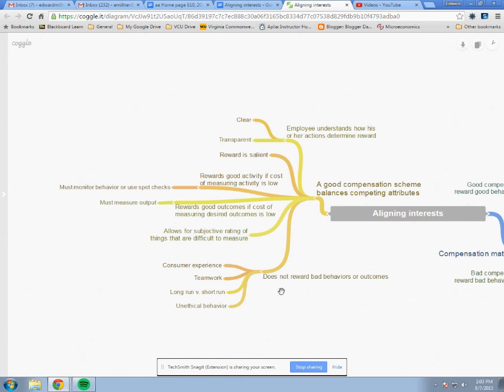The main point that I want to stress is you do not want to reward bad behaviors or outcomes. You need to consider what's the effect of the reward structure on consumer experience, on teamwork. Are the actions you're motivating, are the differences in the long run and short run that you need to consider? And finally, are you going to reward or incentivize unethical behavior?